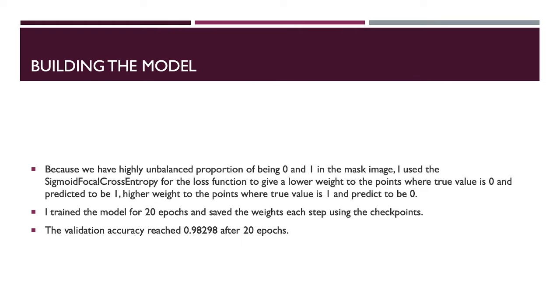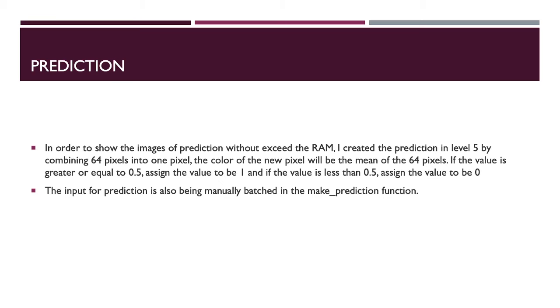I trained the model for 20 epochs and saved the weights in each step using the checkpoints. The validation accuracy reached 0.98 after 20 epochs, but keep in mind that high accuracy does not mean the model is very good, because we have too many points being 0. Even a model that can only output 0 will give a high accuracy. So we need to see the prediction mask.